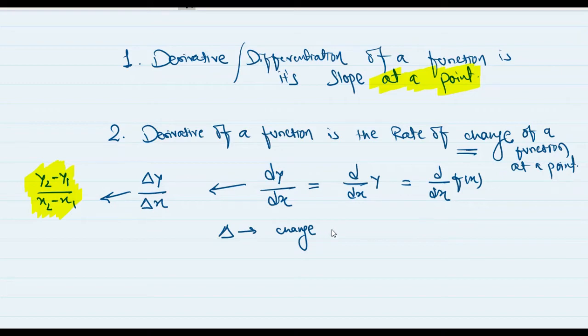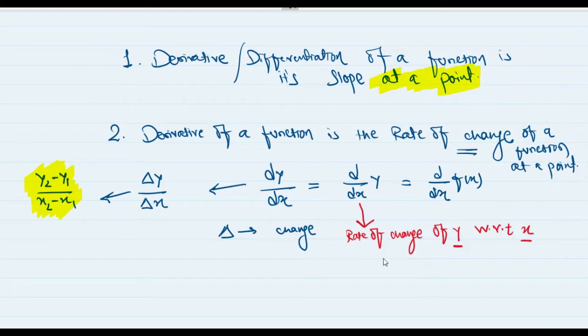Okay, now just let me tell you the meaning of this thing. What does this mean? d by dx of y or dy by dx. This tells you the rate of change of y with respect to x. It means it tells you how much your y changes when x changes. How much change is brought in y with respect to x. That means when you change x, what is the change in y?